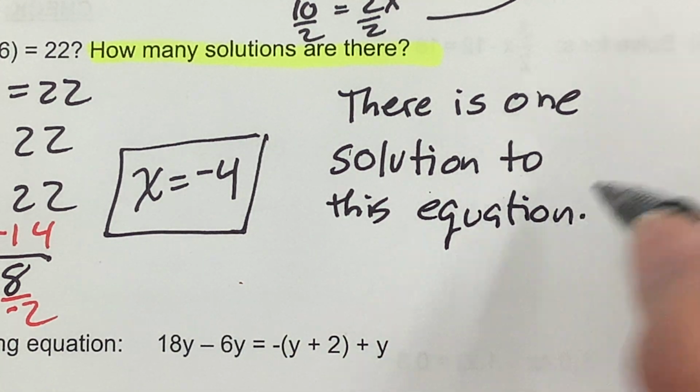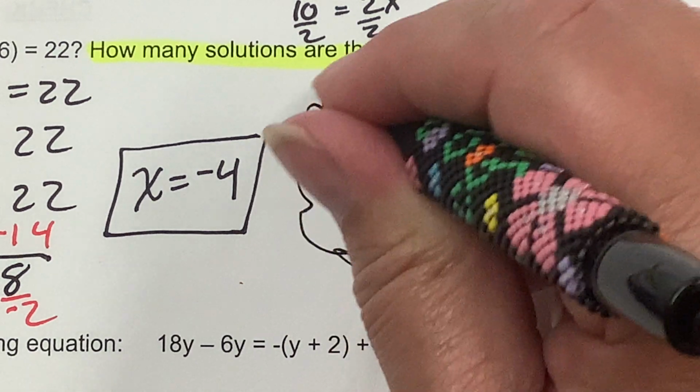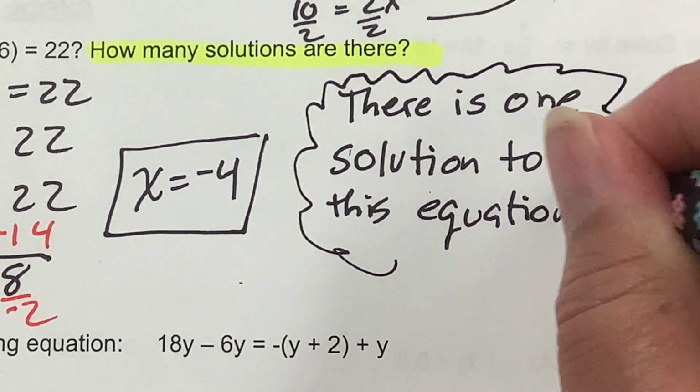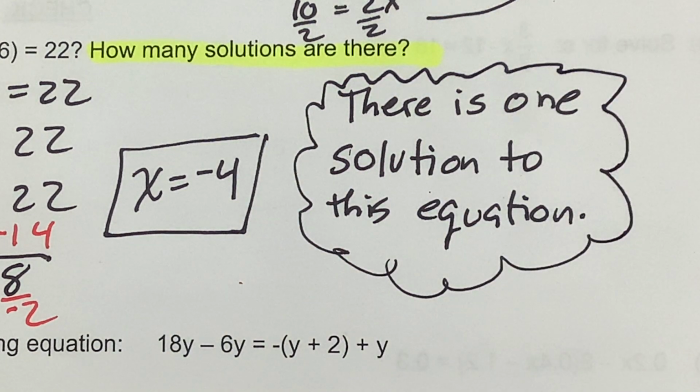Oh, don't forget your period and a puffy cloud of happiness, because we're happy there's an answer there, right? Yay, math. Okay, the next one is 18y minus 6y equals negative parentheses y plus 2 plus y.